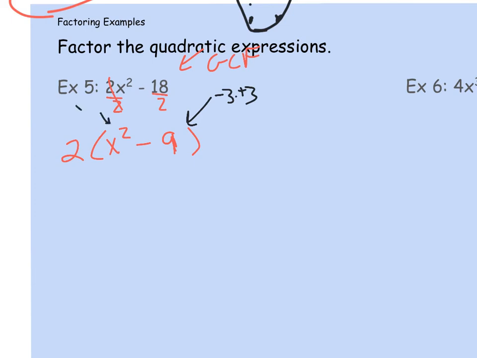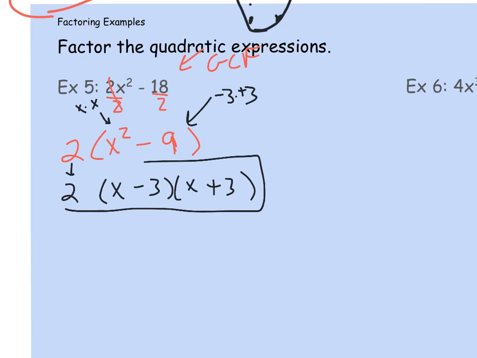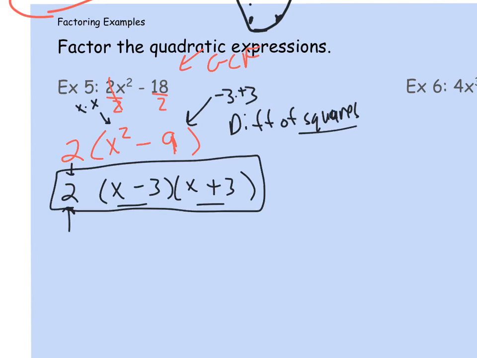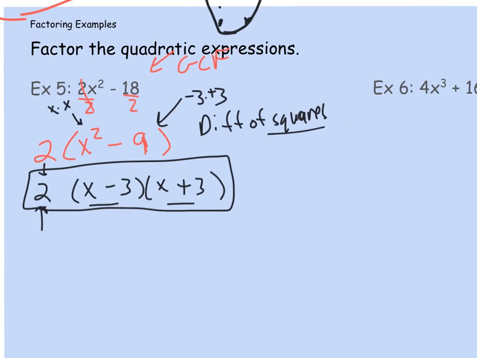Because x squared is x times x. So I bring down your 2, and I'm just gonna do the shortcut method here. X and x, and that's gonna be minus 3 and plus 3. So we actually have 3 factors. 2 is one of my factors, and then this is a factor, and this is a factor. So that's greatest common factor, and then difference of squares. Okay? Difference of perfect squares is what you'd call it, but there we go.